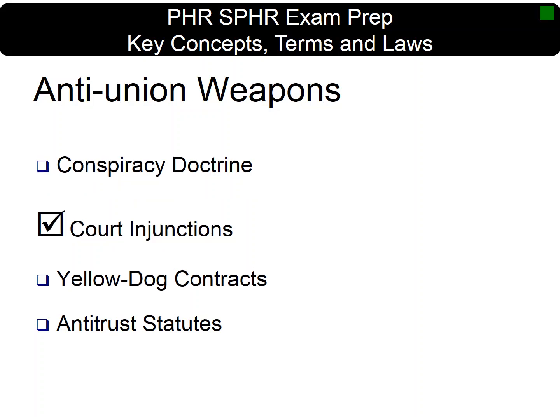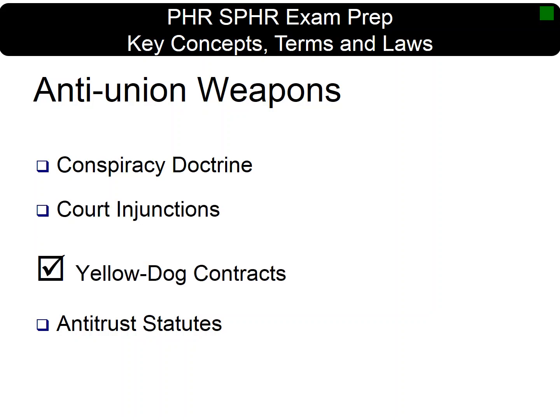A court injunction is a court order that directs a person or group to refrain from pursuing a course of action. In most cases, an injunction is used to protect property rights, which include the rights to hire workers, to sell goods, and to run a business in a profitable manner. A yellow dog contract is a statement employees were required to sign in which they agreed not to join a union.